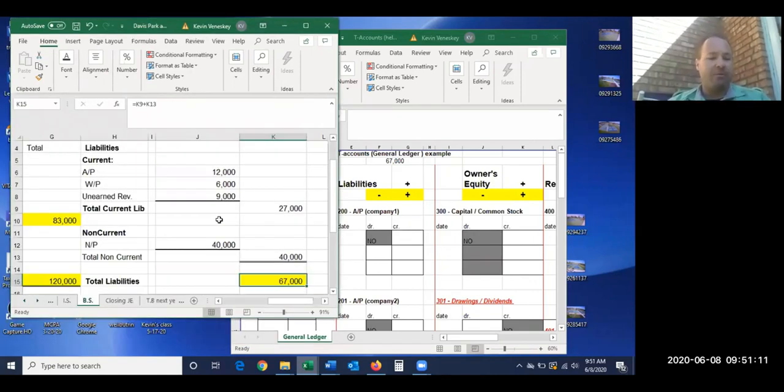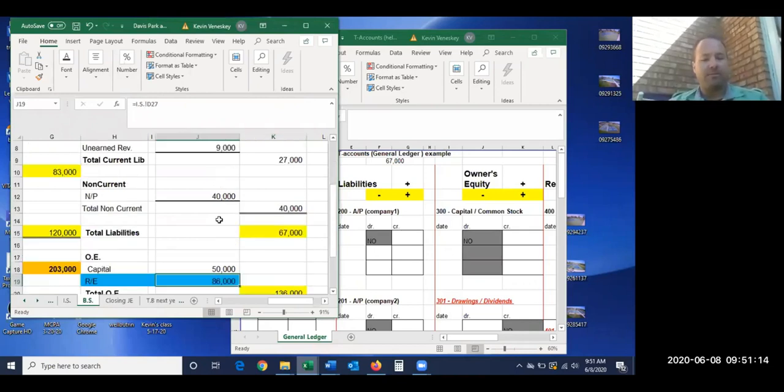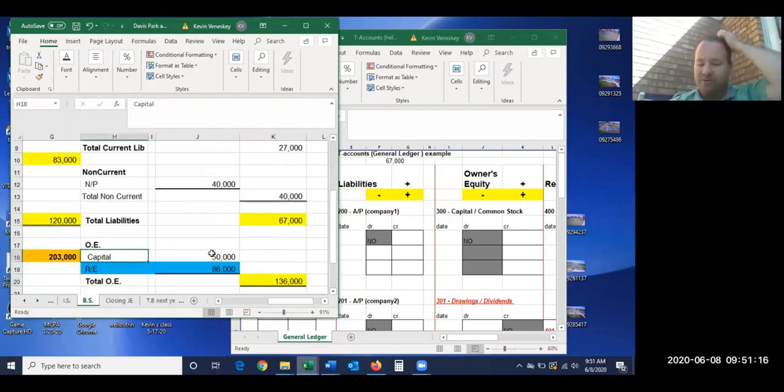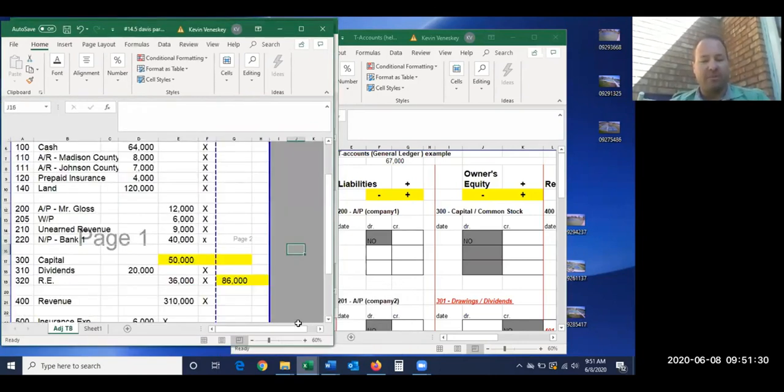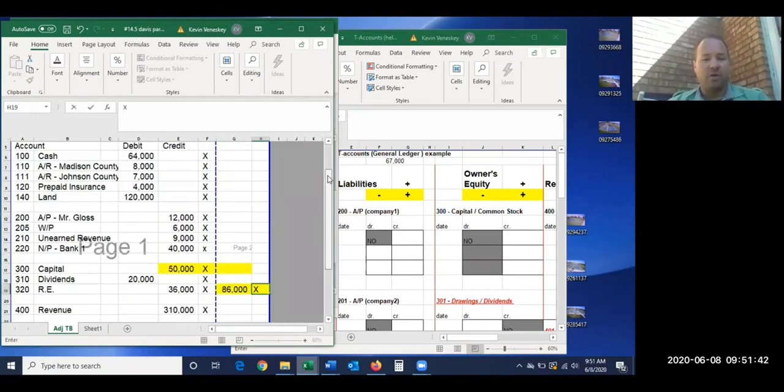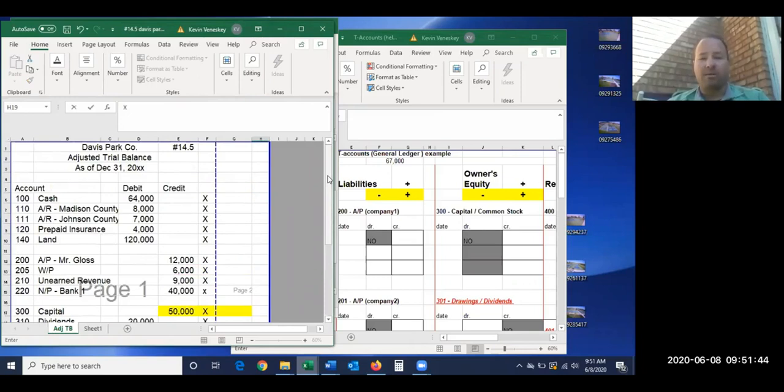We first have capital. So we have our owner's equity. Capital is at 50,000. And then my connector, the 86,000. Remember, we got that from the other statement, and I put that here as a reminder. So now that I've done these, I can X them out. Everything now has an X in my trial balance. I've used all of the accounts once and only once.